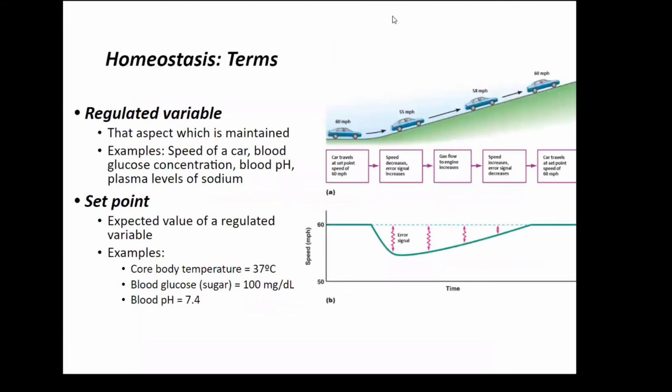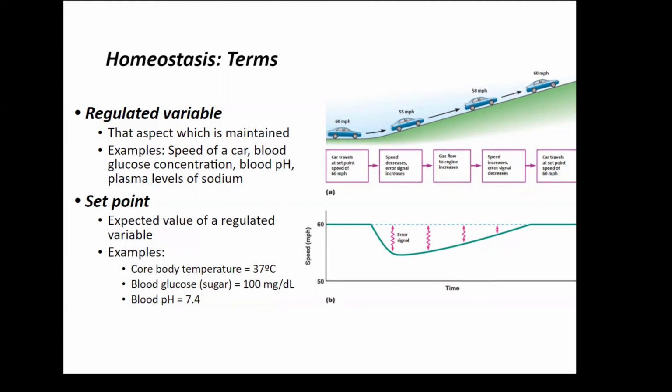Okay. So I keep using these terms, but I'm going to write them out here. When we're talking about homeostasis, we have regulated variables. Those are the things that your body is trying to control. In this example, it's the speed of a car, but when we're talking about homeostasis, we're thinking about temperature, we're thinking about volume of the extracellular fluid. Maintaining blood glucose concentration is also really important. Your cells need glucose to produce energy, so that would be a regulated variable. Blood pH and plasma levels of sodium are also very tightly regulated.